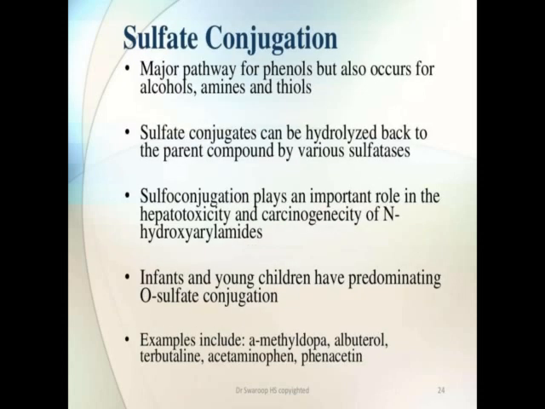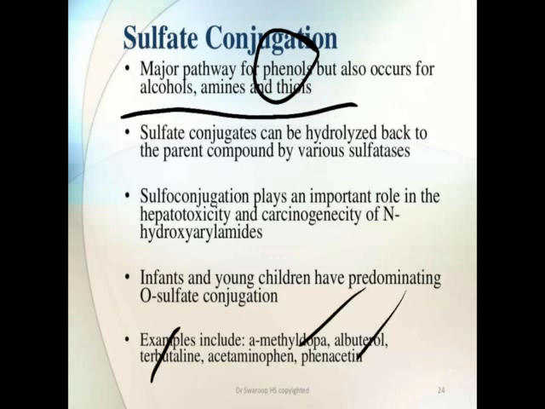Then sulfate conjugation, that is the conjugation with the sulfate group. This is the major pathway for phenols, but it also occurs in the case of alcohols, amines and thiols. This sulfate conjugation is generally responsible for hepatotoxicity or carcinogenicity. The sulfate conjugated products that are formed can cause a carcinogenic effect or hepatotoxicity as well. So methyldopa, albuterol, terbutaline, phenacetin, acetaminophen are examples of sulfate conjugation.